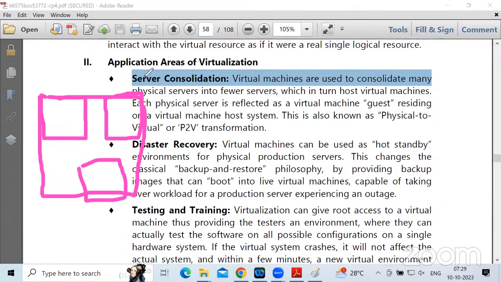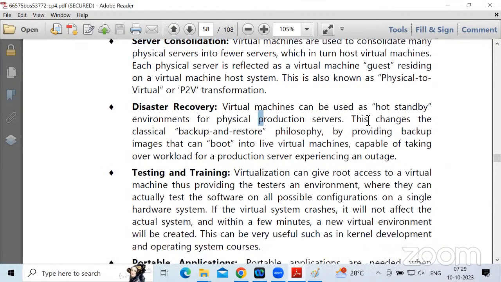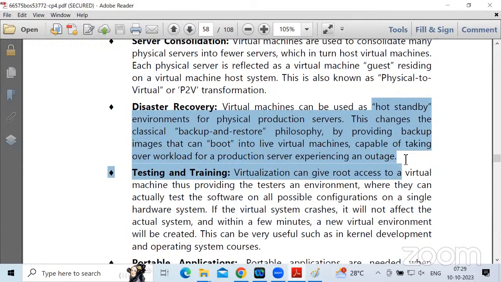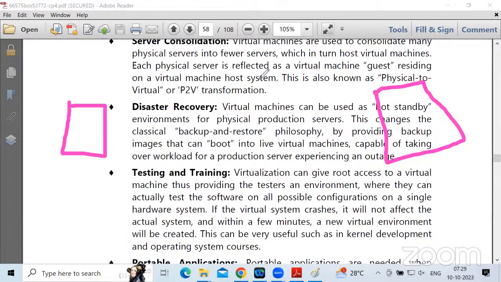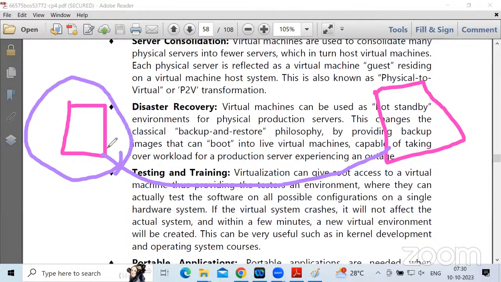Second one is disaster recovery. What do you mean by disaster recovery? It provides hot standby environments for physical production servers. This changes the classical backup and restore philosophy by providing backup images that can boot into live virtual machines capable of taking the overload for a production server experiencing an outage. What does it indicate? You have the server here, you have another server located somewhere here, but both are somehow interconnected. Now, there is an outage in this computer. This will trigger a message to the other computer so that this machine will start or boot automatically once the machine fails. So this is disaster recovery.